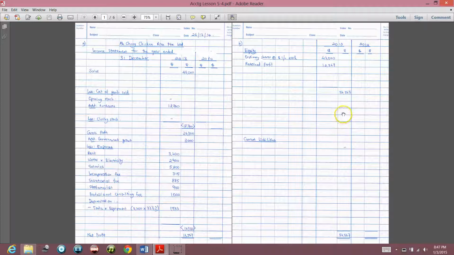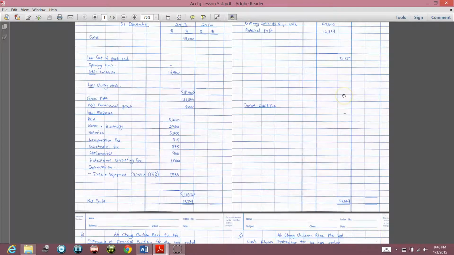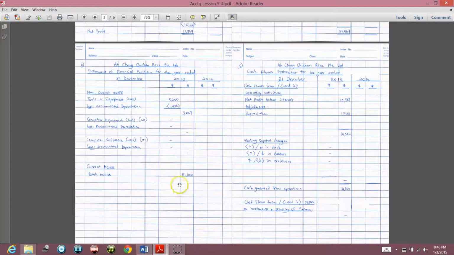Logical relationship of this. Okay, so this is your receipt from the share capital, and this is the difference of all the revenue and expenditure. Okay, it will be a retained profit, minus the depreciation after lessing out depreciation. So it's 54,567. So your bank balance is also all your receipt minus all your payment.